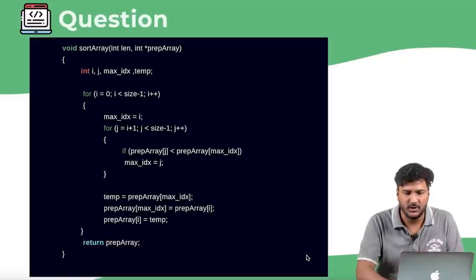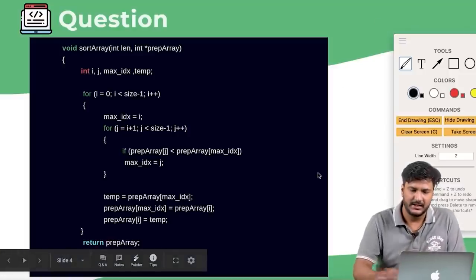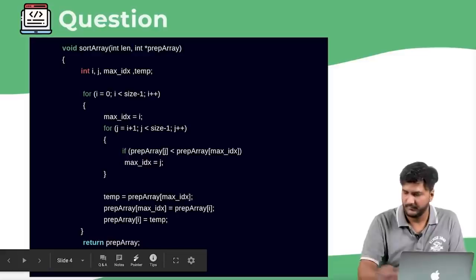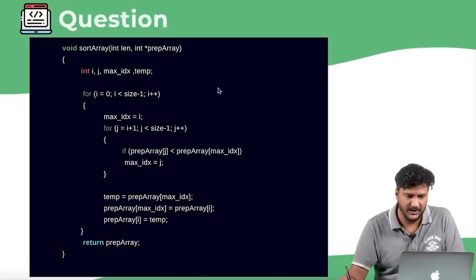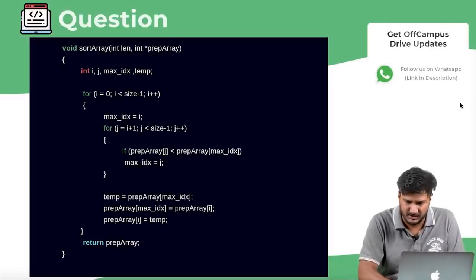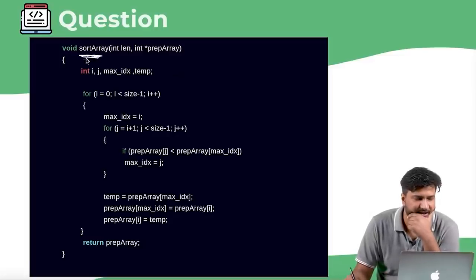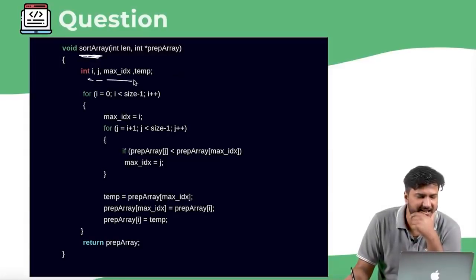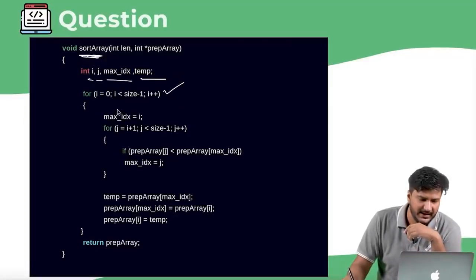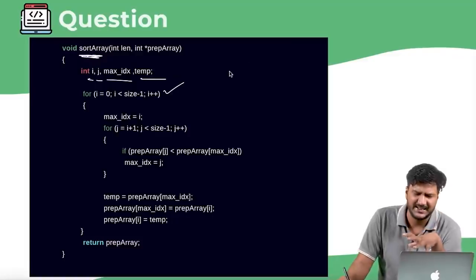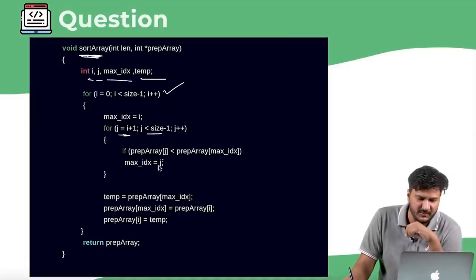Okay, so let's have a look at this particular question that we have here, right? So essentially, what do we have here? Let me use a white color so that you could see that properly. In this case, you have the function sortArray, and you have i, j, maxIndex and temp as a few variables. Then you have one for loop, and maxIndex equals i, and then j equals i plus 1, and j is less than size minus 1, and then you're storing some index, right?